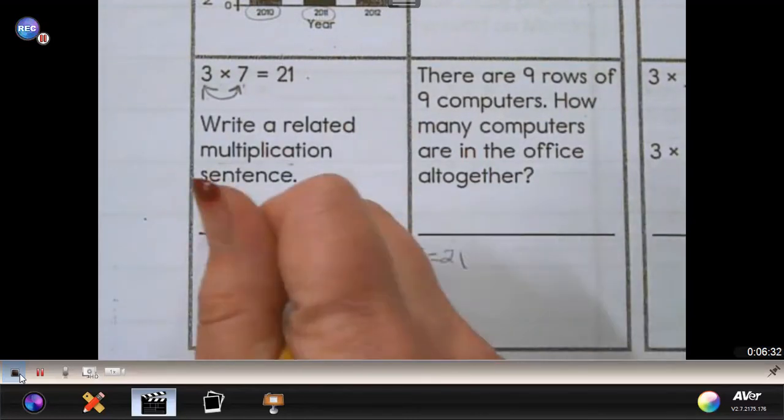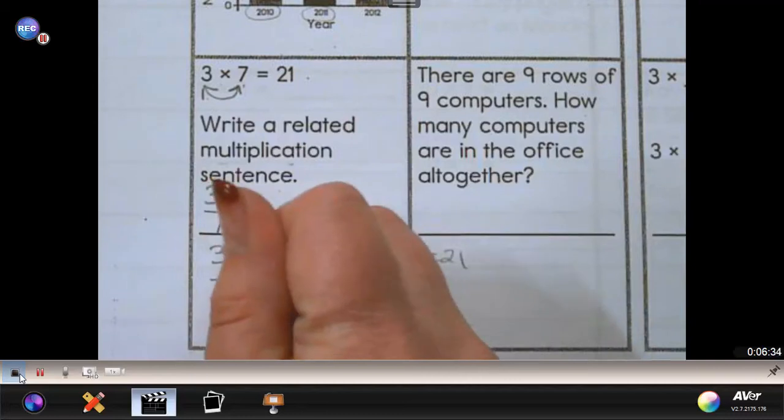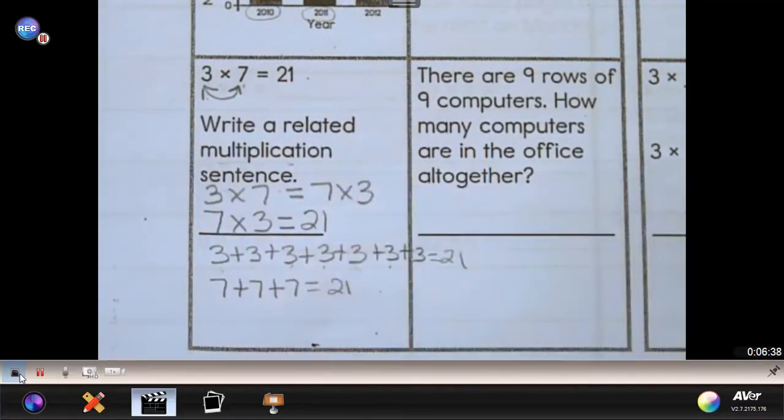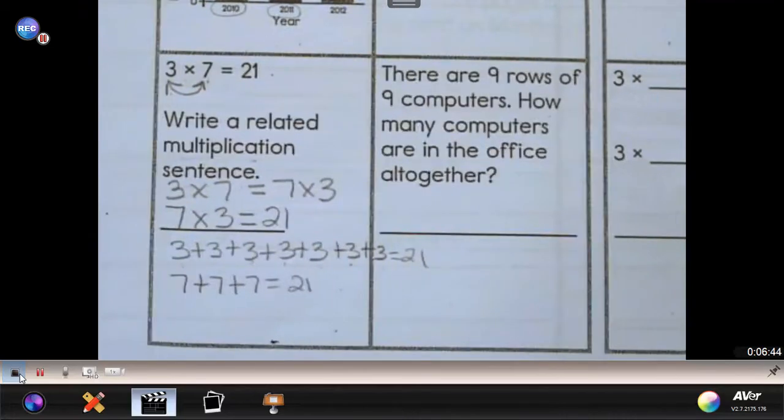So I could write it also like this. 3 times 7 is the same as 7 times 3. Those are related to each other. Okay? And the last one is a word problem.